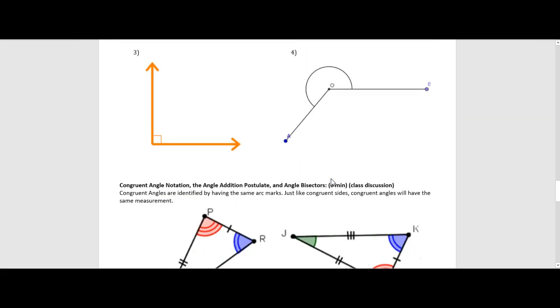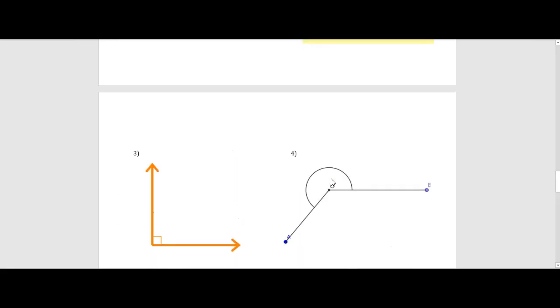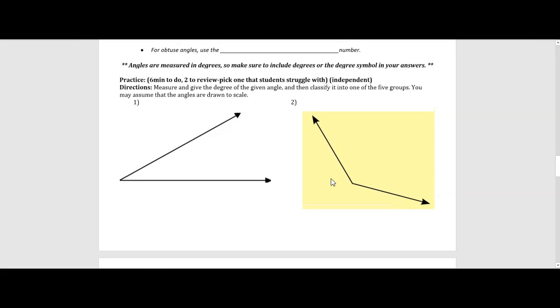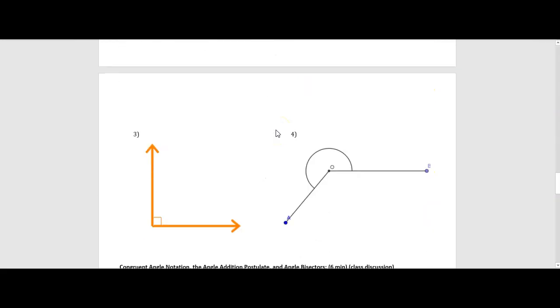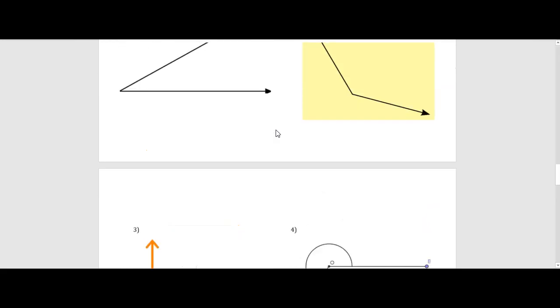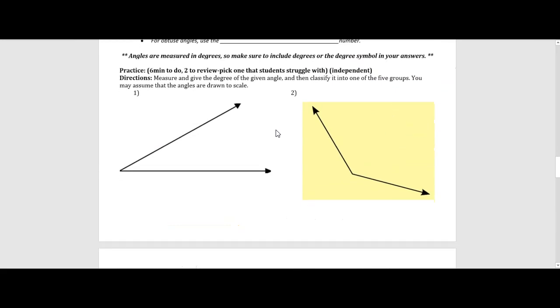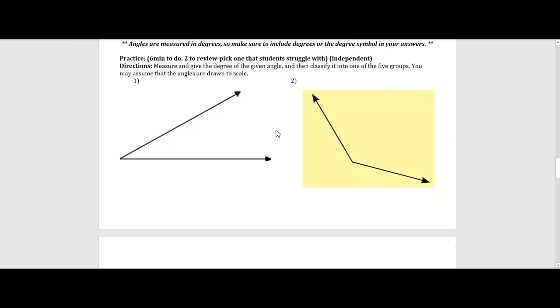Now, these are drawn to scale. So you have 4 angles. They are drawn to scale. So if it looks like it's less than 90, it is less than 90. You can make that assumption. If it looks like it's a right angle, it is a right angle. You can make that assumption. You're going to just put these 4 angles into whatever category they fall into. Okay? You don't have to measure them. You're just going to put them into a category. So pause the video, do that, and then see how you did.